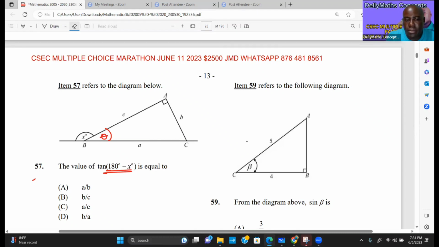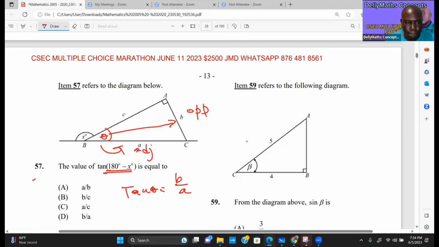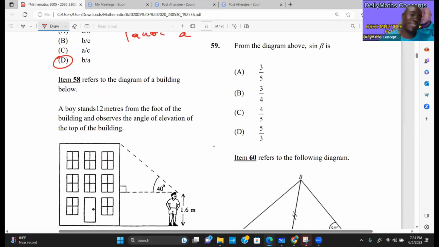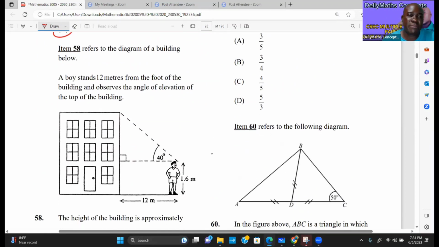Tangent is opposite over adjacent. So then tangent of that angle, B over A. You realize the testing for these little skills. If you don't have it, you just don't have it.